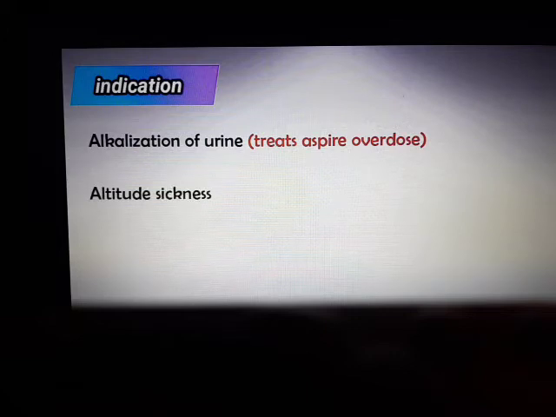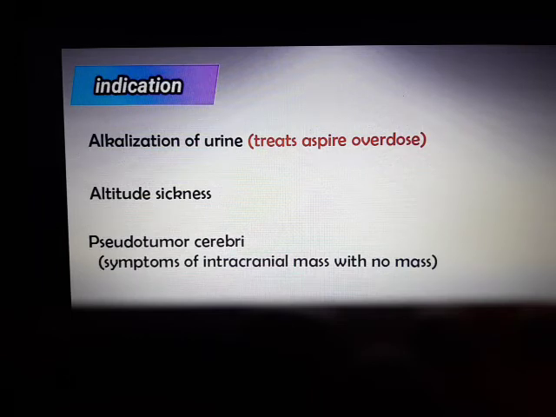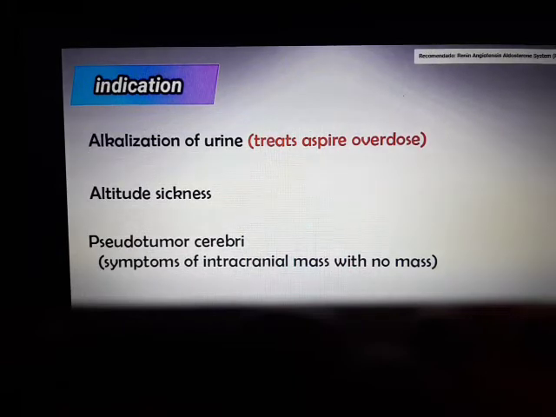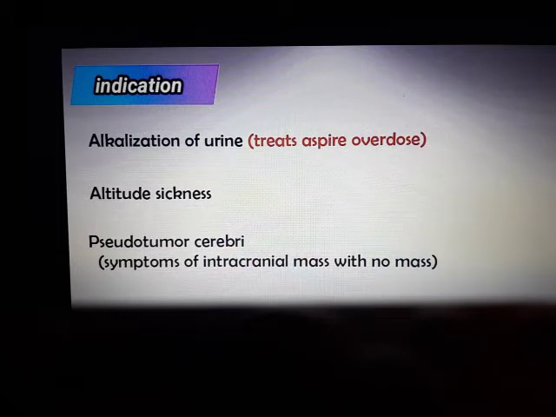It's also used for altitude sickness, and it's the medical treatment for pseudotumor cerebri, which is a syndrome caused by symptoms of increased intracranial pressure with no obvious mass or lesion. If medical therapy with acetazolamide doesn't work, we can go for surgery, and the procedure is called optic nerve fenestration. And it's also used for glaucoma.